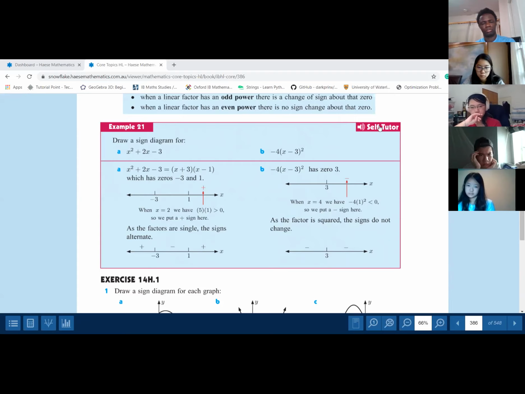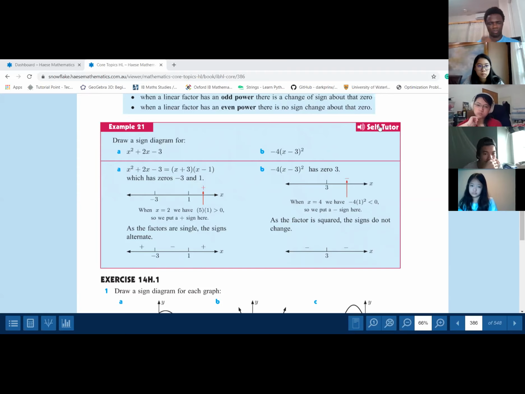So, on a number line representing the x-axis, we draw solid lines at x equals minus 3 and x equals 1. To determine the sign of the function when x is greater than 1, we substitute any number greater than 1. In this case, we choose x equals 2. Both factors are positive, so the function is positive, and we place a positive sign for x greater than 1.